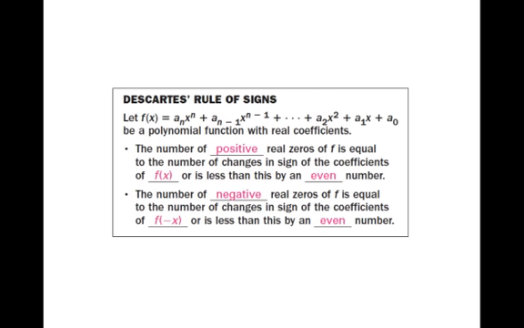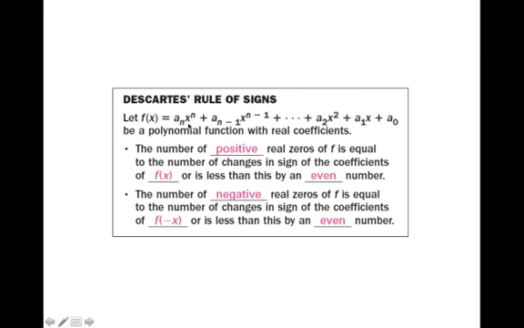Descartes' rule of signs is a way for us to know whether or not we have any positive real zeros, whether or not we have any negative real zeros, and how many we think there should be of each kind. And also it lets us know how many imaginary zeros we should have.